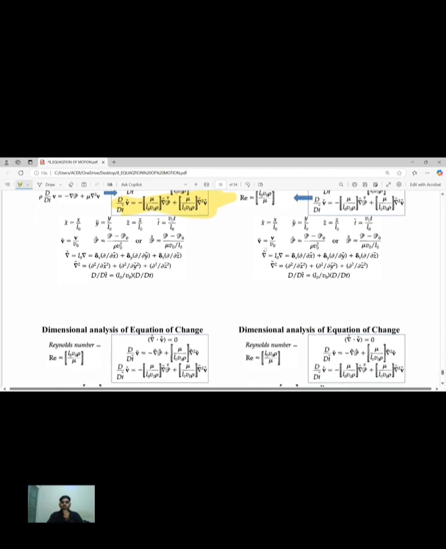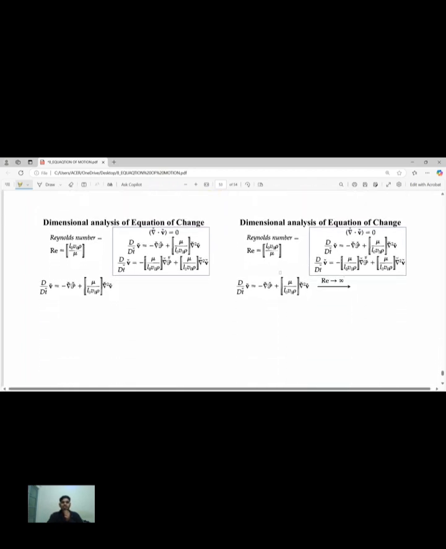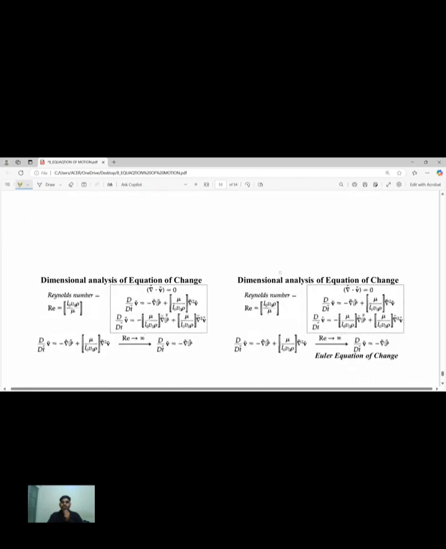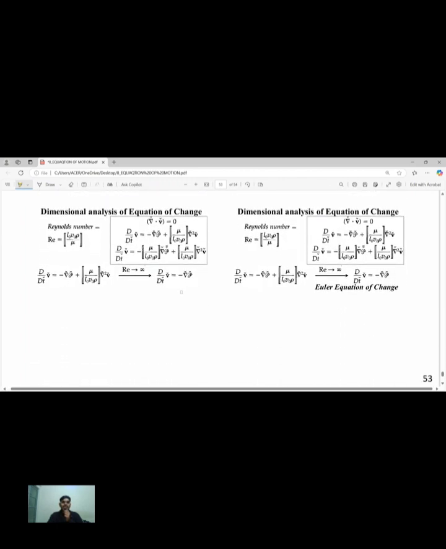Now further we are going to see two cases. When Reynolds number tends to infinity, the equation we have seen earlier, which is d by dt̂ of v̂ is equal to minus ∇̂p̂ plus μ upon L₀V₀ρ ∇̂² v̂, becomes d by dt̂ of v̂ is equal to minus ∇̂p̂.